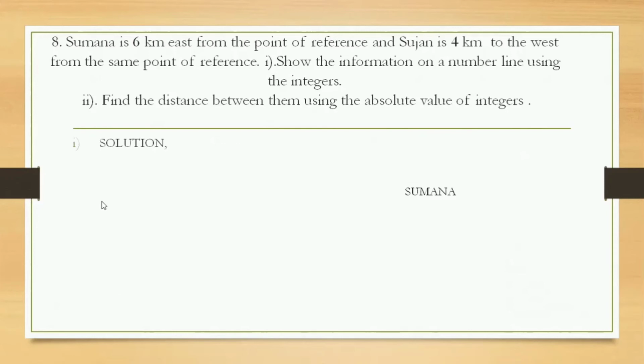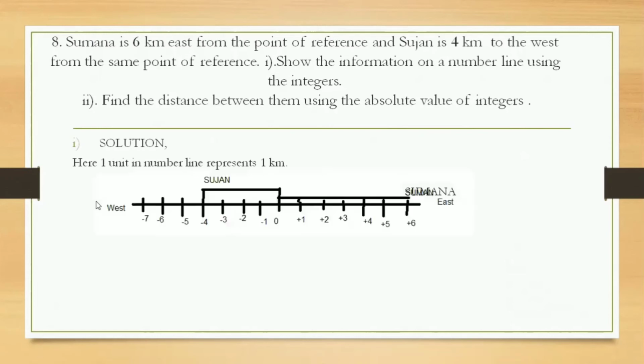Here in the solution, first we will draw the number line. Here one unit equals 1 kilometer on the number line. From here, this is the point of reference. Sumana is here, 6 kilometers on this side, and from this point of view, the other person is here, 4 kilometers on the left side. This is shown on the number line. This is Sumana and this is the other person.